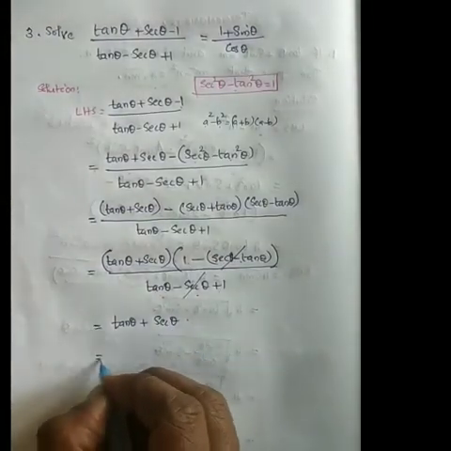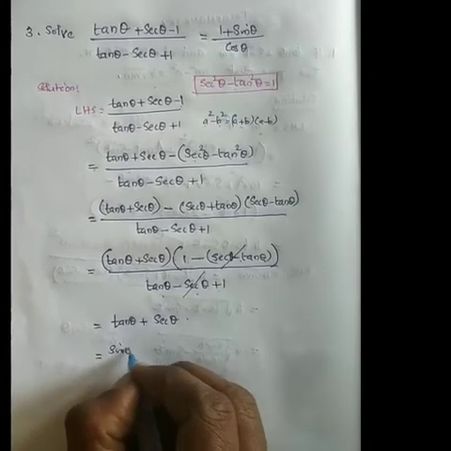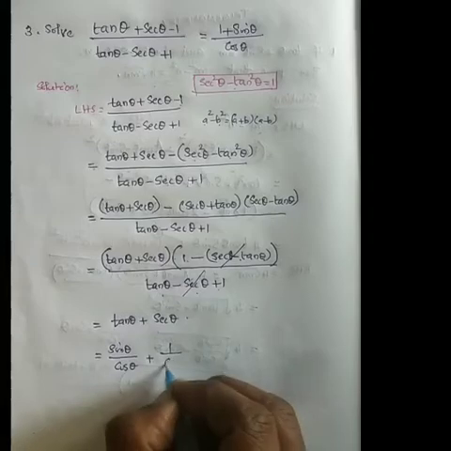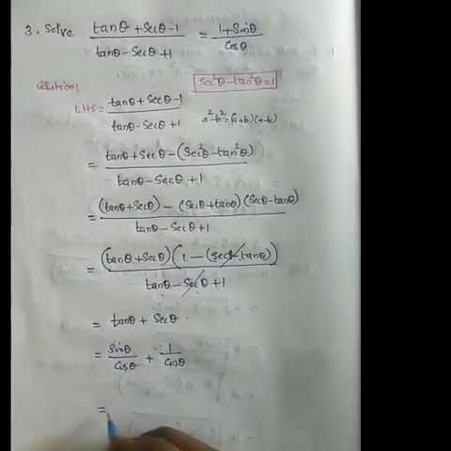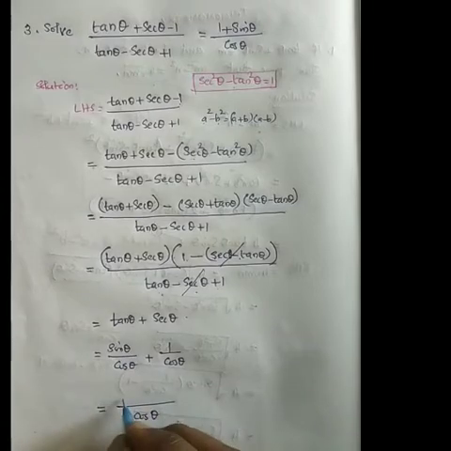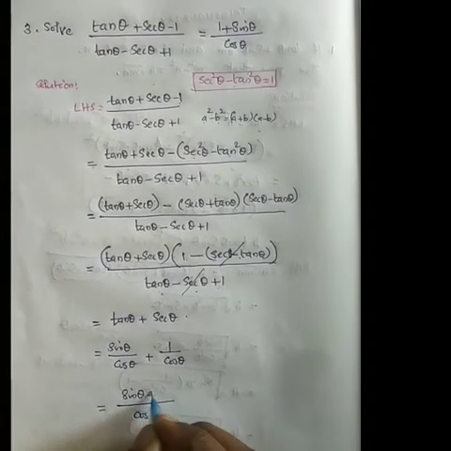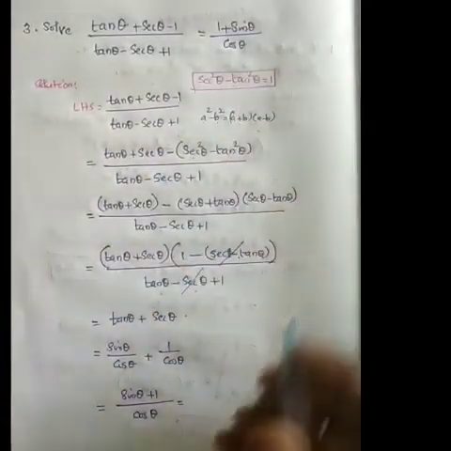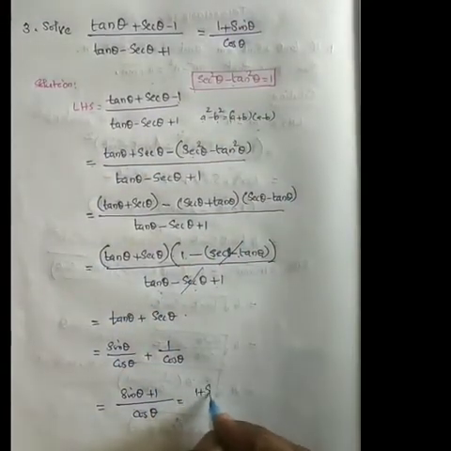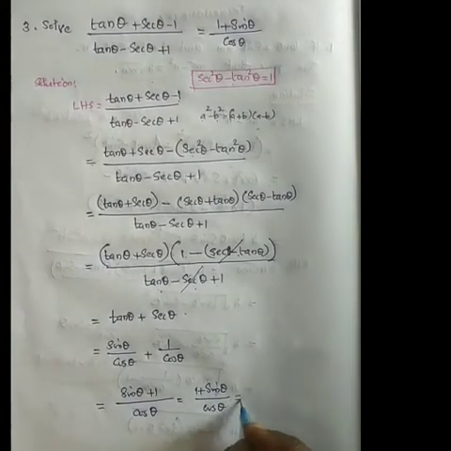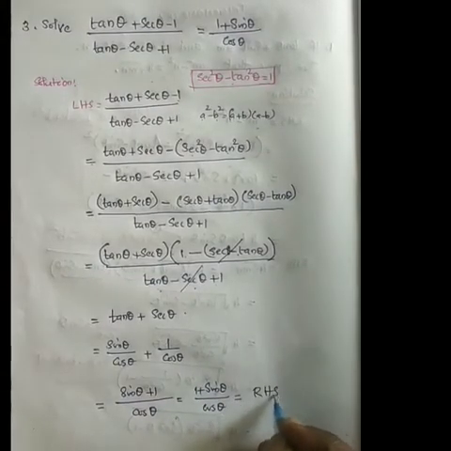Also we know that tan theta is sin theta by cos theta and sec theta is 1 by cos theta. Taking cos theta as LCM, you will get sin theta plus 1. This is the RHS, 1 plus sin theta divided by cos theta equal to RHS. Hence we prove.